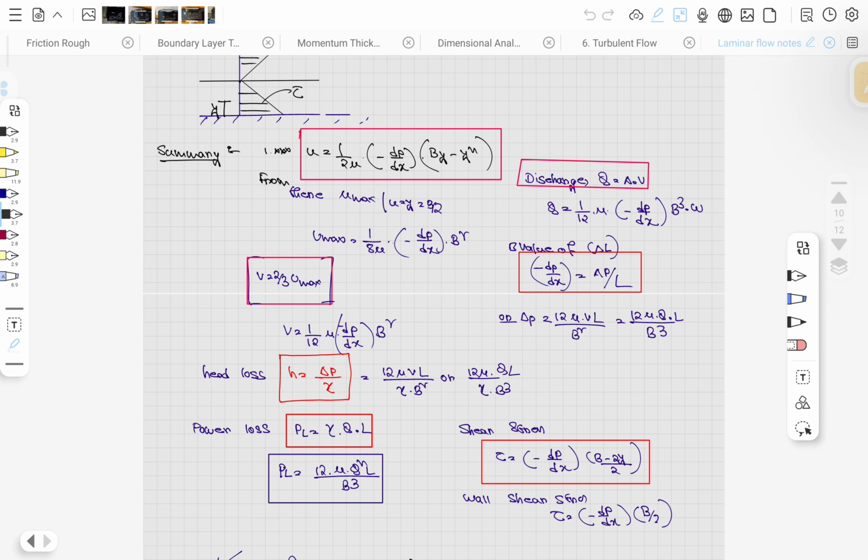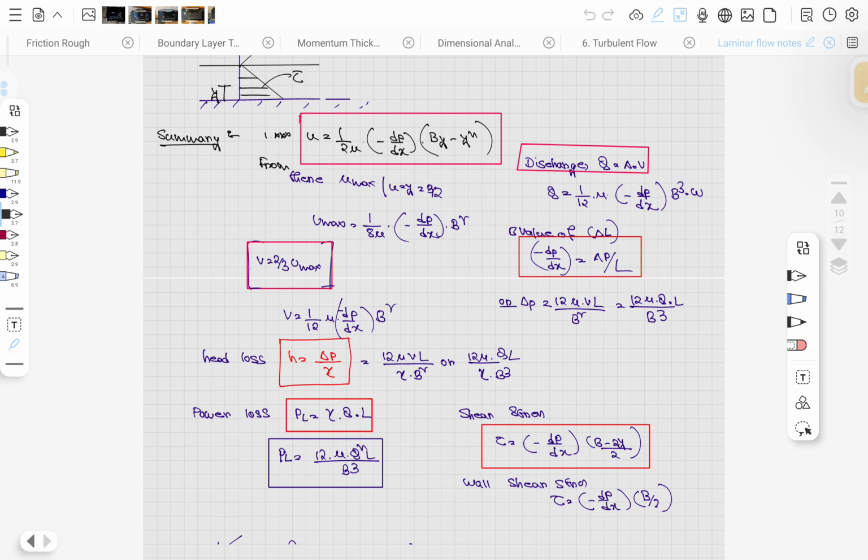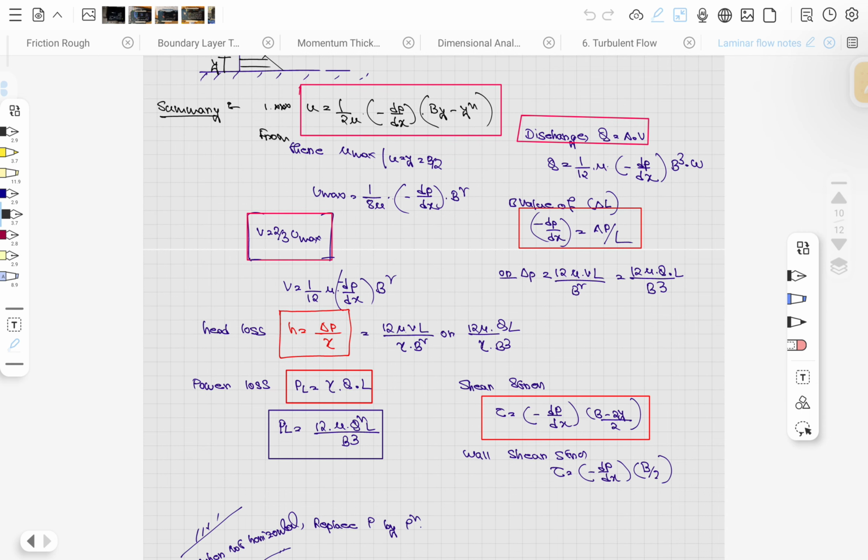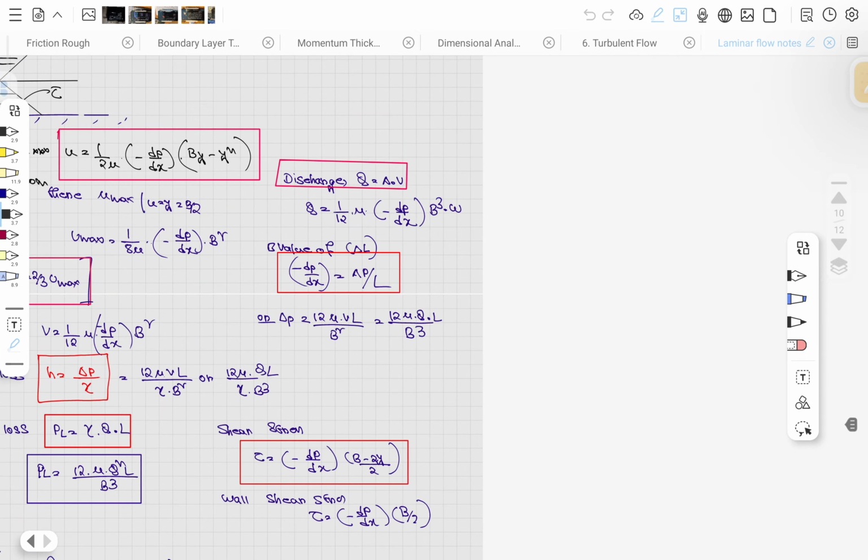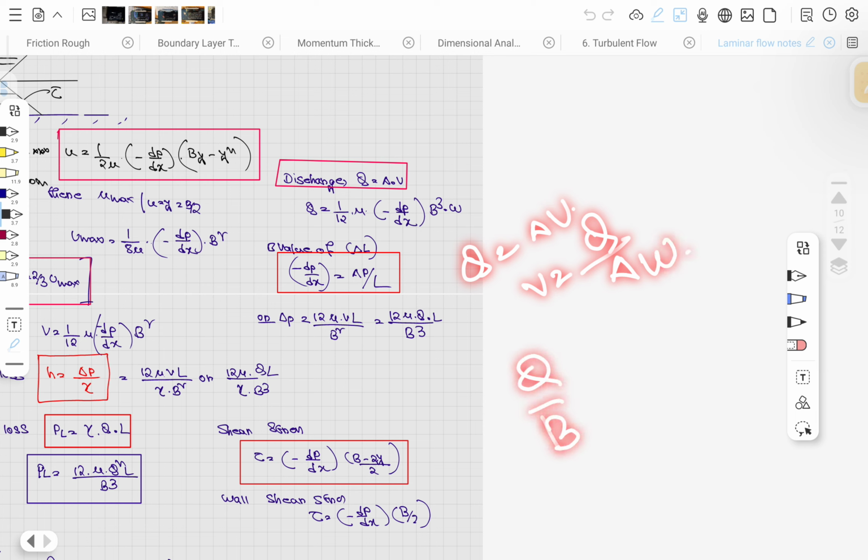So the pressure gradient is minus dp by dx equals delta p by l. So delta p is 12 mu q l by b cube, or 2 mu v l by b square, where Q is the area into height. Q equals area into velocity. So velocity equals Q by A, and A is b into w.